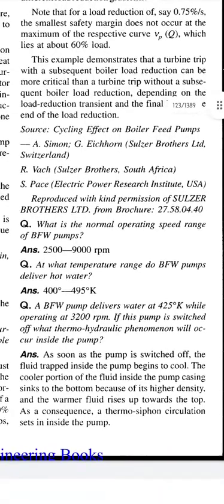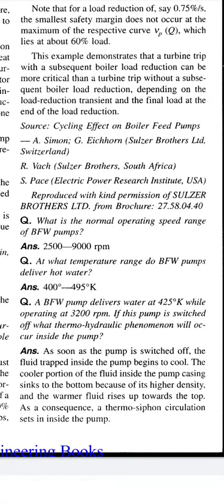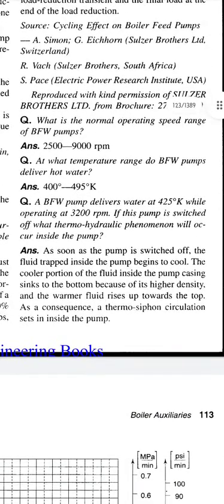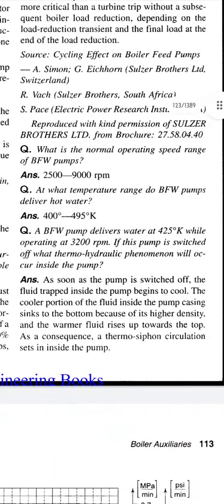The next question. What is the normal operating speed range of boiler feed water pumps? Answer: 2500 to 9000 rpm. Question. At what temperature range do BFW pumps deliver hot water? Answer: 400 degree to 495 degree Kelvin. Question. A boiler feed water pump delivers water at 425 degree Kelvin while operating at 3200 rpm. If this pump is switched off, what thermohydraulic phenomenon will occur inside the pump?